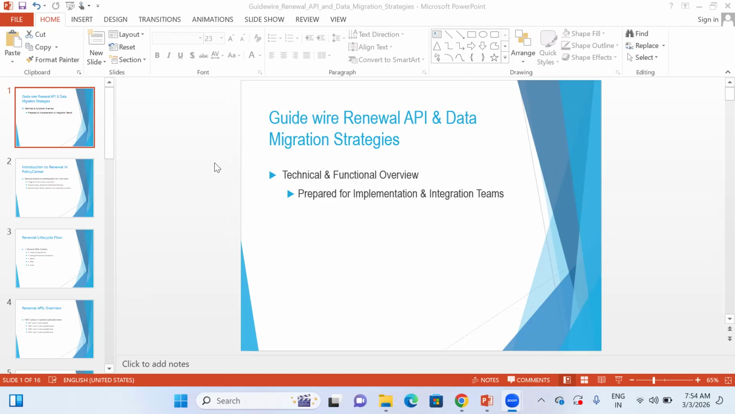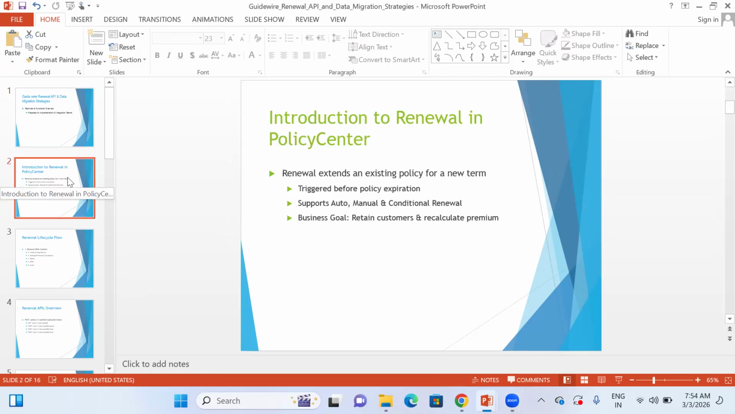Understanding the functional side of it is important. At the same time, technical learning is equally important because of renewal APIs and data migration strategies. How are we migrating data from old legacy systems to the new Guidewire, all that stuff.